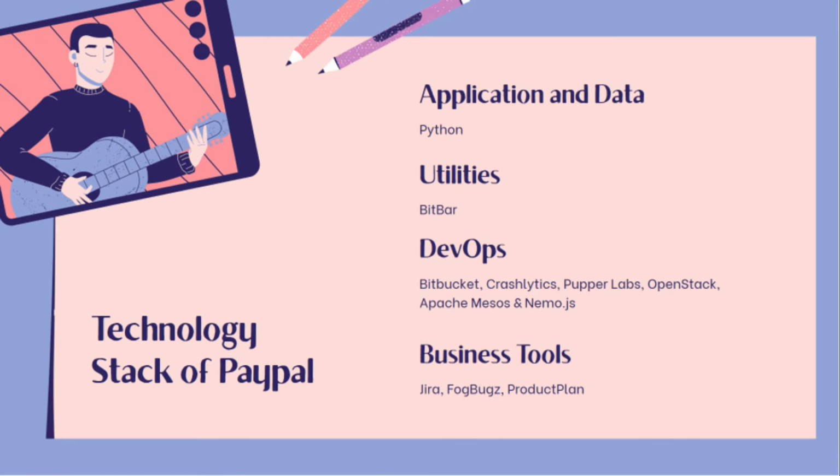The technology stack used by PayPal are: for application and data, we have Python; for utilities, Bitbar; for DevOps, we have Bitbucket, Crashlytics, Puppet Labs, OpenStack, Apache Mesos, and Nemo.js. And for business tools, we have Jira, Fogbugz, and Product Plan.